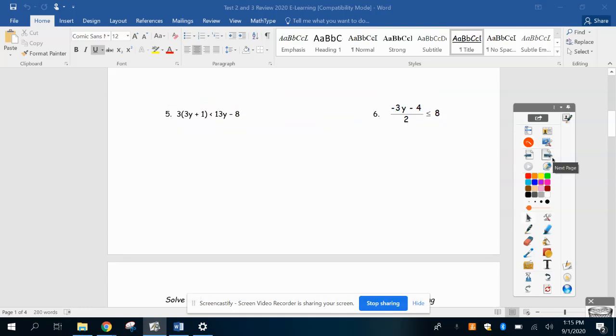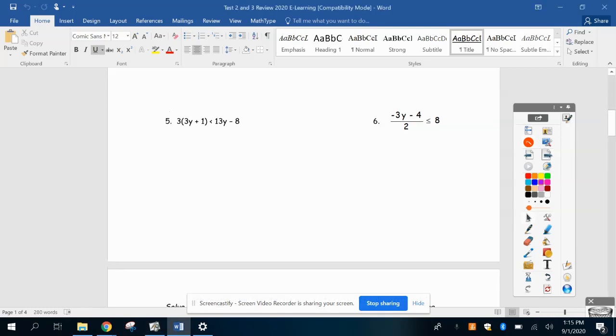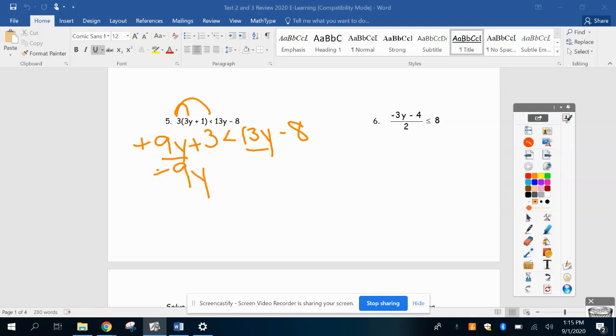Okay, so number 5, we have parentheses. So we want to distribute first, right? So we're passing this out with multiplication. So 9y plus 3 is less than 13y minus 8. Our variables are on opposite sides of the inequality sign, so we need to use the opposite sign. So it was a positive 9y, so I'm going to use a negative 9y. Add the 8 over.